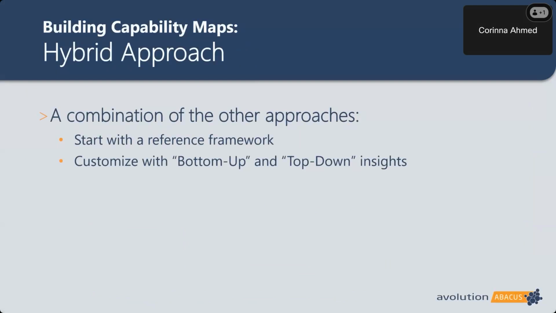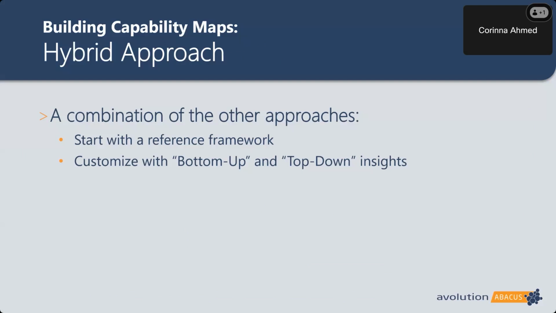A hybrid approach can be a great way to save time with a reference model while building it to the specifics of your organization. The hybrid approach will often look like starting with a reference framework. So that's your foundation, and then customizing it. And that customization can happen with both top-down insights in terms of what functions the business has, what strategy we have, but it can also incorporate bottom-up insights. So understanding how this relates to the organization, the processes, what value is actually being delivered.